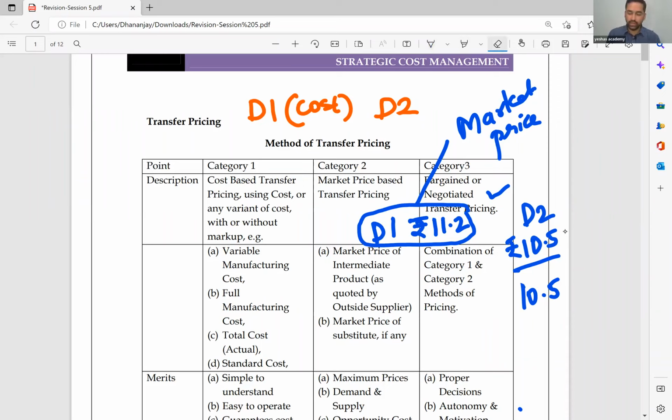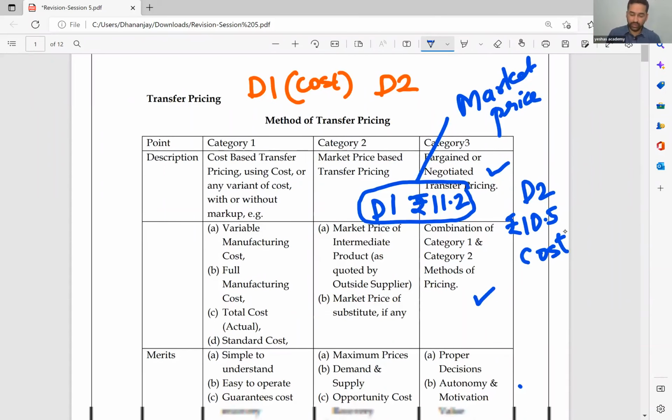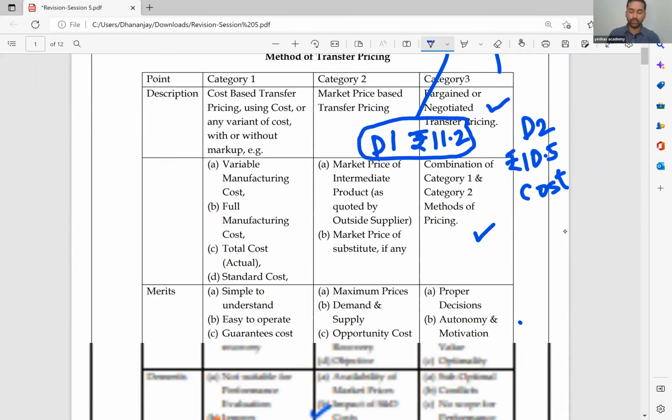Now this is department 2 asking the transfer to happen at cost, where department 1 knows that it can be sold at 11.2 in the market. So they are asking for the price. That's why it's a combination of 1 and 2. Merits: proper decision, autonomy and motivation, and optimality.